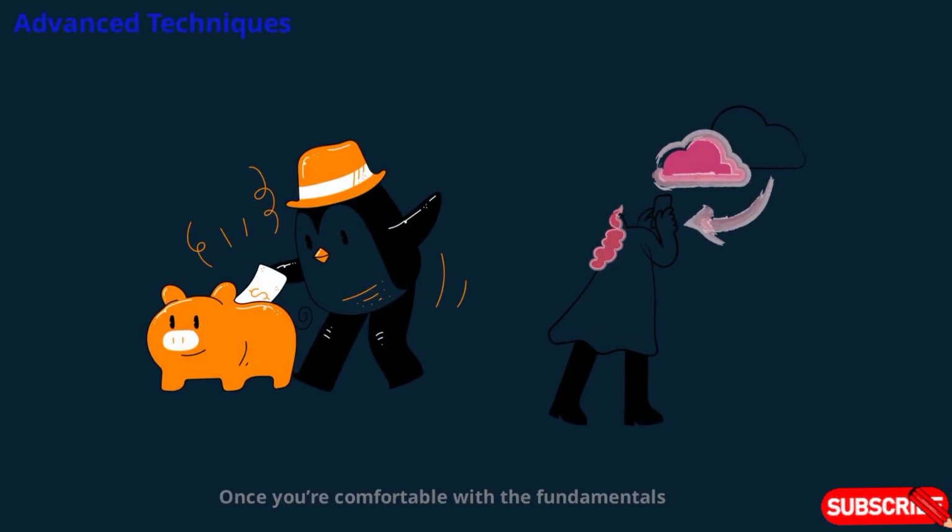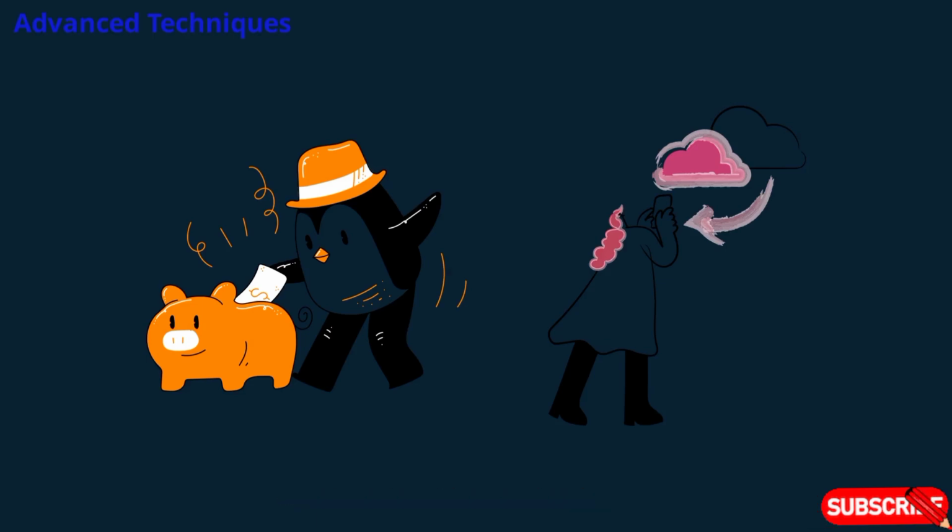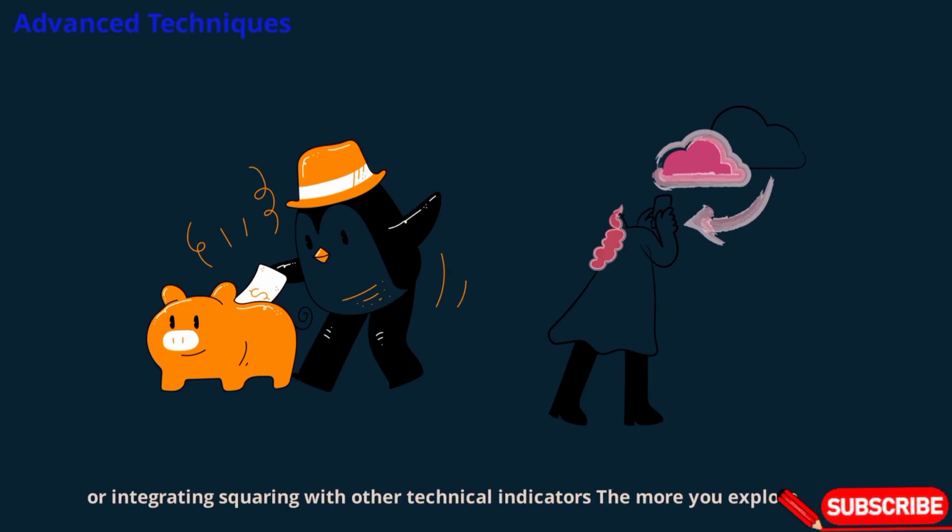Once you're comfortable with the fundamentals, explore more advanced squaring techniques. Try combining different methods, experimenting with unusual angles, or integrating squaring with other technical indicators. The more you explore, the more insights you'll gain into market behavior and price dynamics.